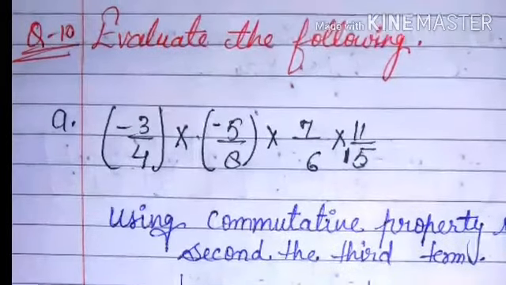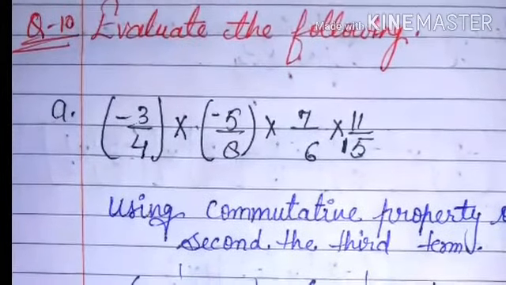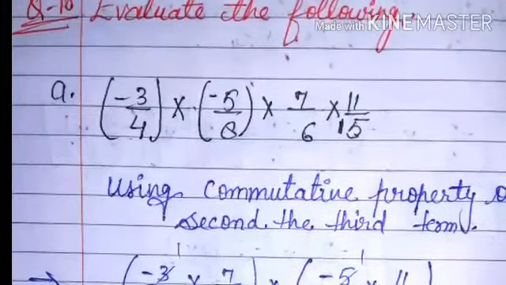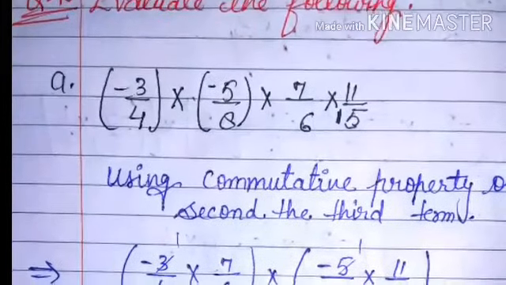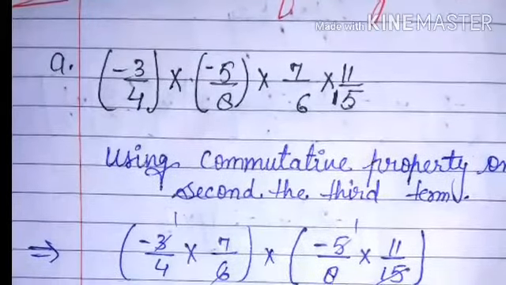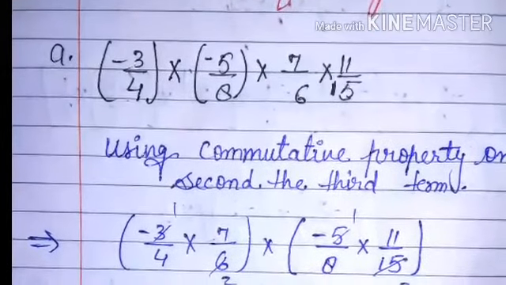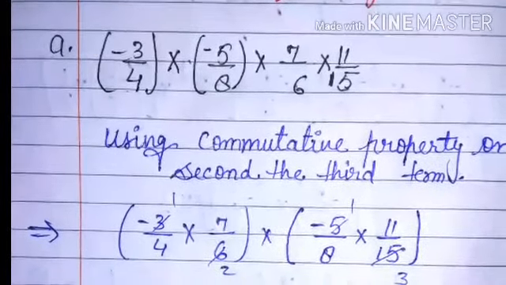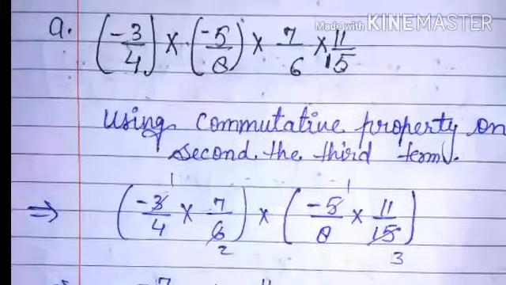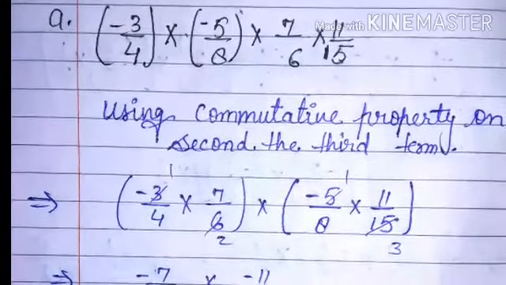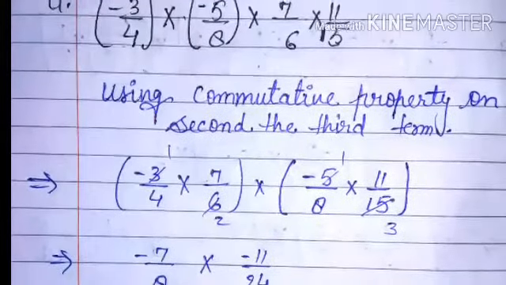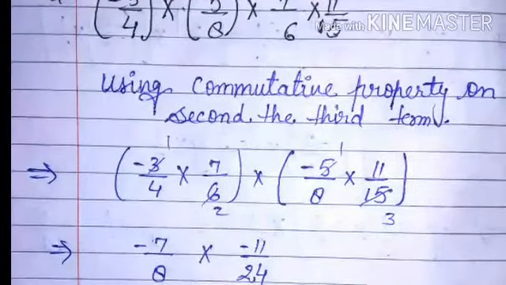The next question, number 10, is evaluate the following. Part A is minus 3 upon 4 multiplied by minus 5 upon 8 multiplied by 7 upon 6 multiplied by 11 upon 15. So by using the commutative property on the second and third terms, we will separate each two rational numbers. In the first bracket, we will write minus 3 upon 4 and 7 upon 6, and in the other bracket, we will write minus 5 upon 8 and 11 upon 15.